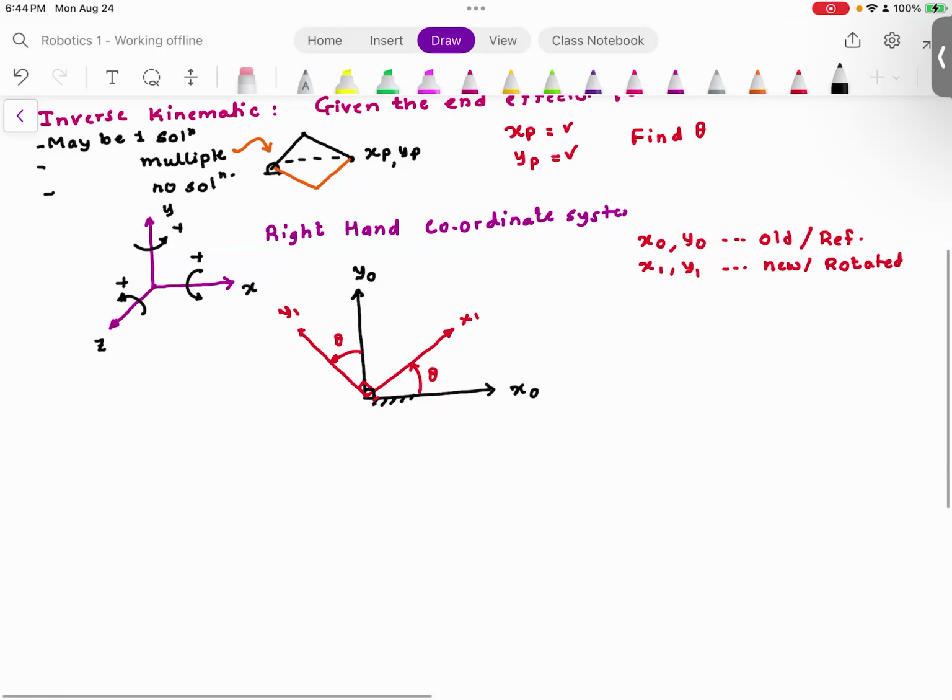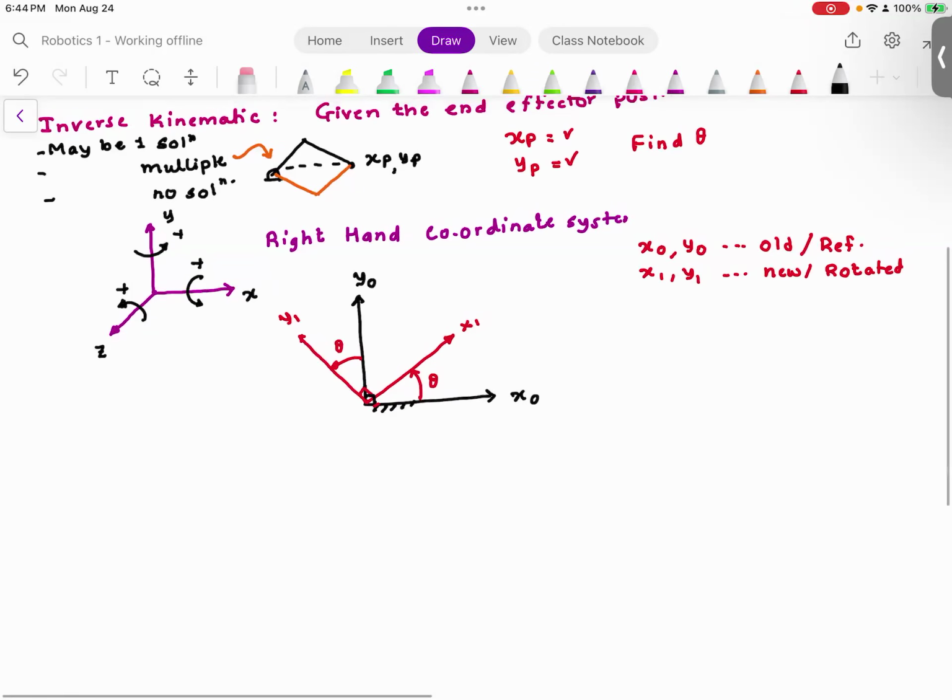So what I do is, I drop vertical lines, I drop perpendiculars. And these vectors are unit vectors, which means the magnitude of the vector is equal to 1.